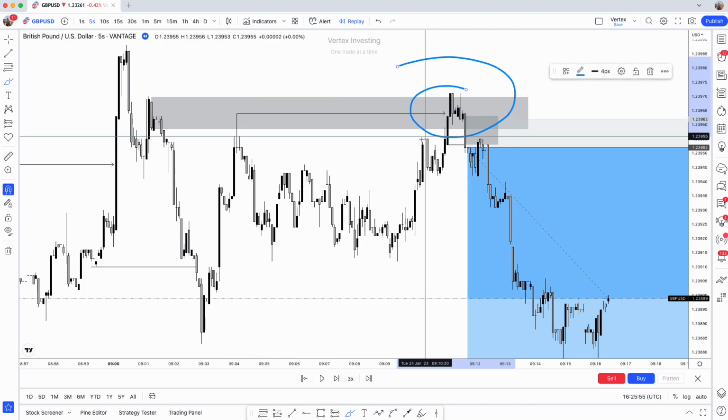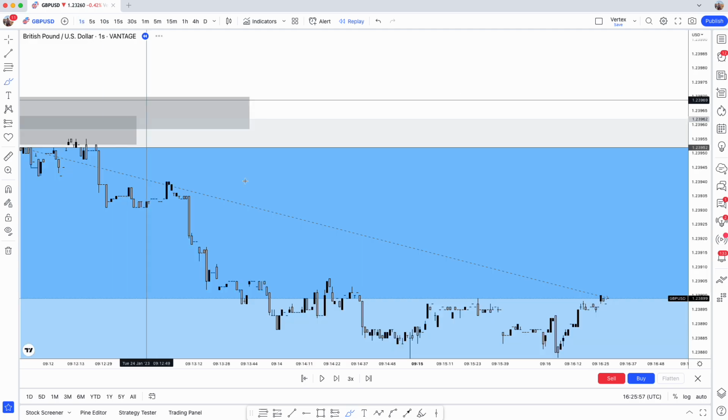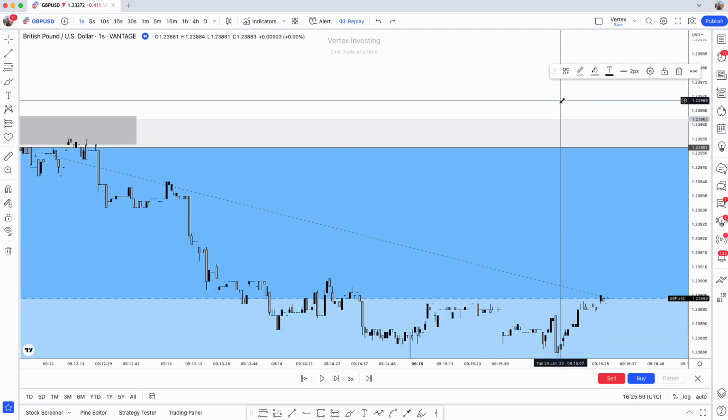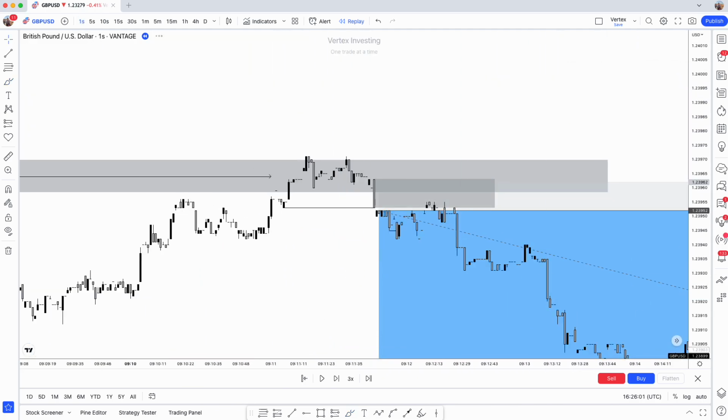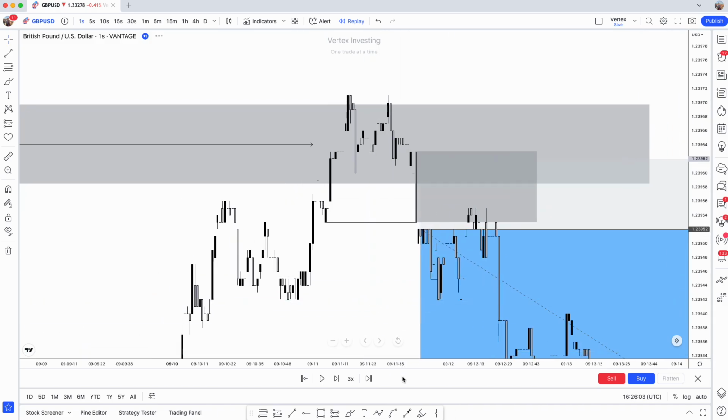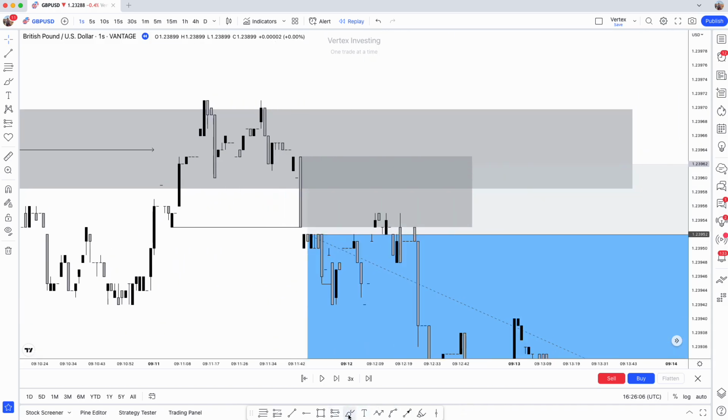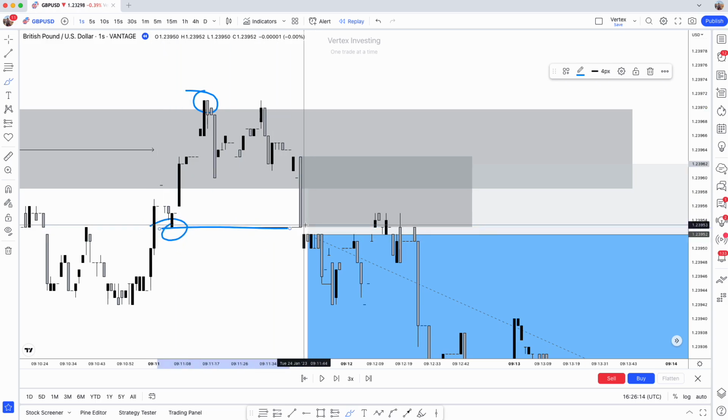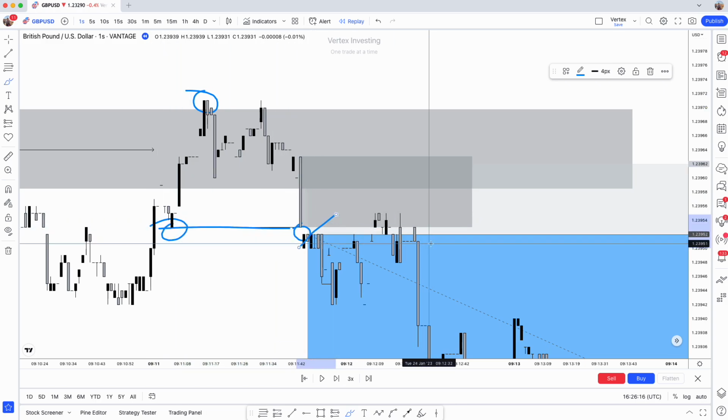Once that happened, I went back to the 1 second, sorry, I didn't mean to do that. And then it's about looking for the 1 second entry. Okay, so now that this disruption has happened, all I need is a bearish break of structure and an entry. So once we had this bearish range, we ended up breaking, and that's when I entered straight off that breakout.